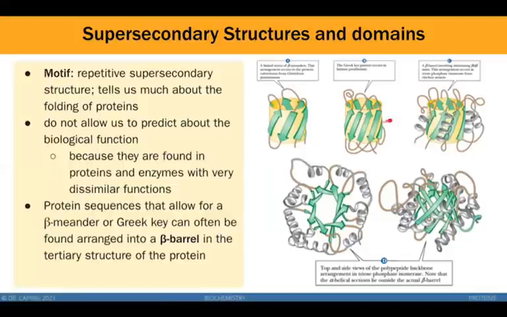Now, beta barrel can also occur with beta, alpha, beta units. And this arrangement occurs in triose phosphate isomerase from chicken muscle cells. Okay. So again, it forms a beta barrel structure.